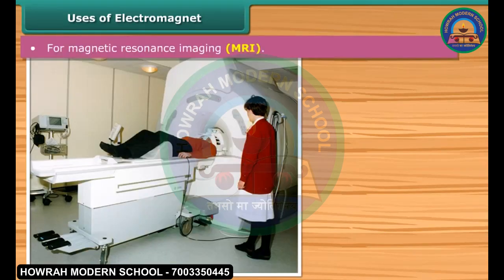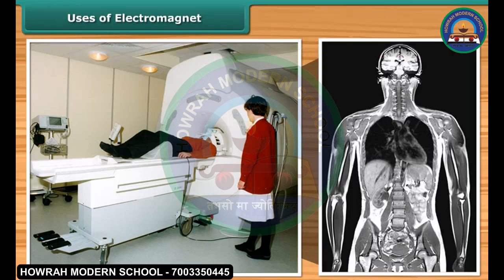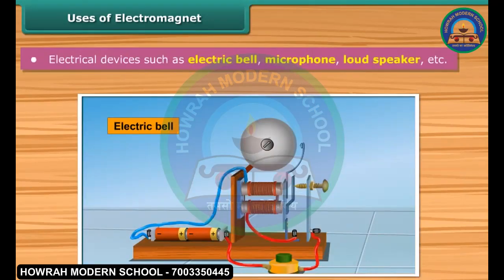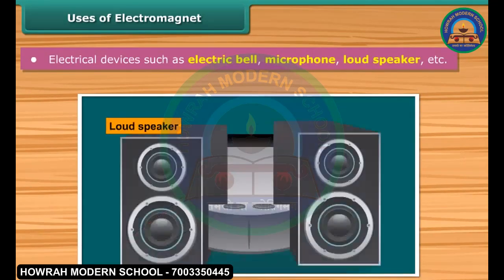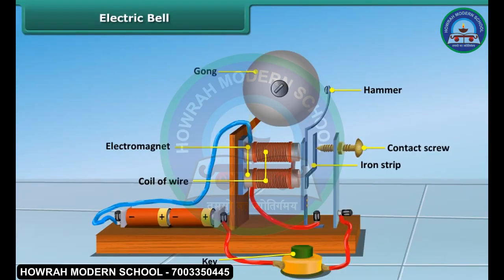Electromagnets are also used for magnetic resonance imaging, getting a detailed image of the inside of the body to diagnose a number of diseases. A variety of electrical devices such as electric bell, microphone, loudspeaker, etc. make use of electromagnet. Let us now look at the working of an electric bell.